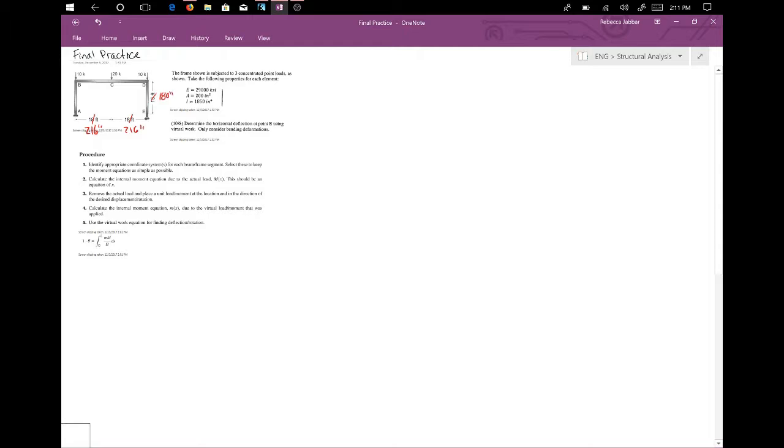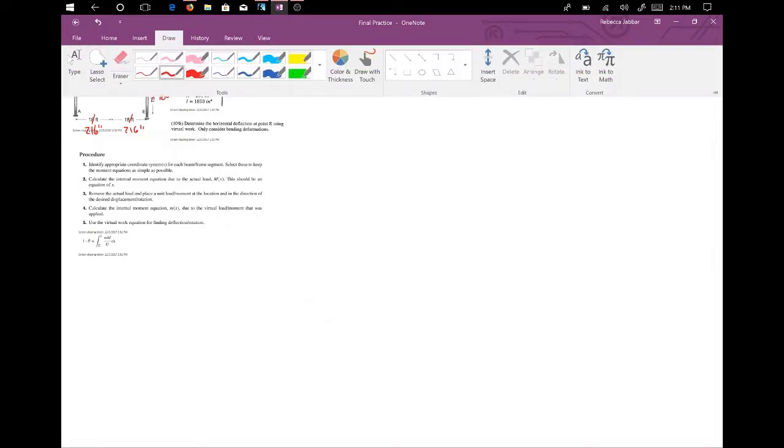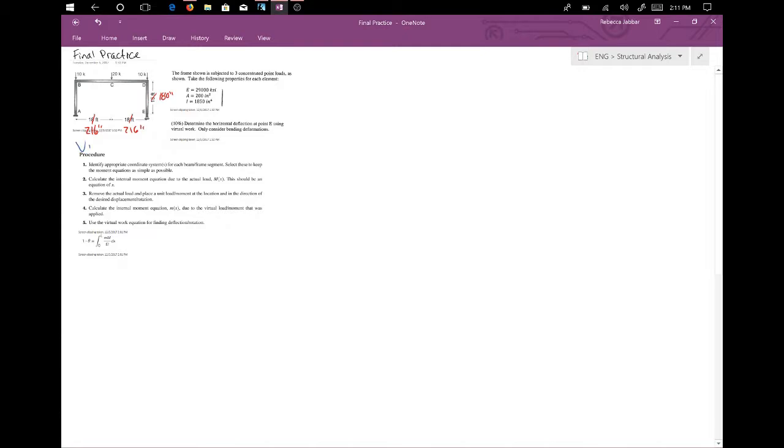So we're going to be using, to solve this problem, virtual work. So there's 2 different ways of solving in a problem like this. You can use this integration method using this equation right here, or you can do the graphical method. And we're going to do both. First, we're going to do the integration method.